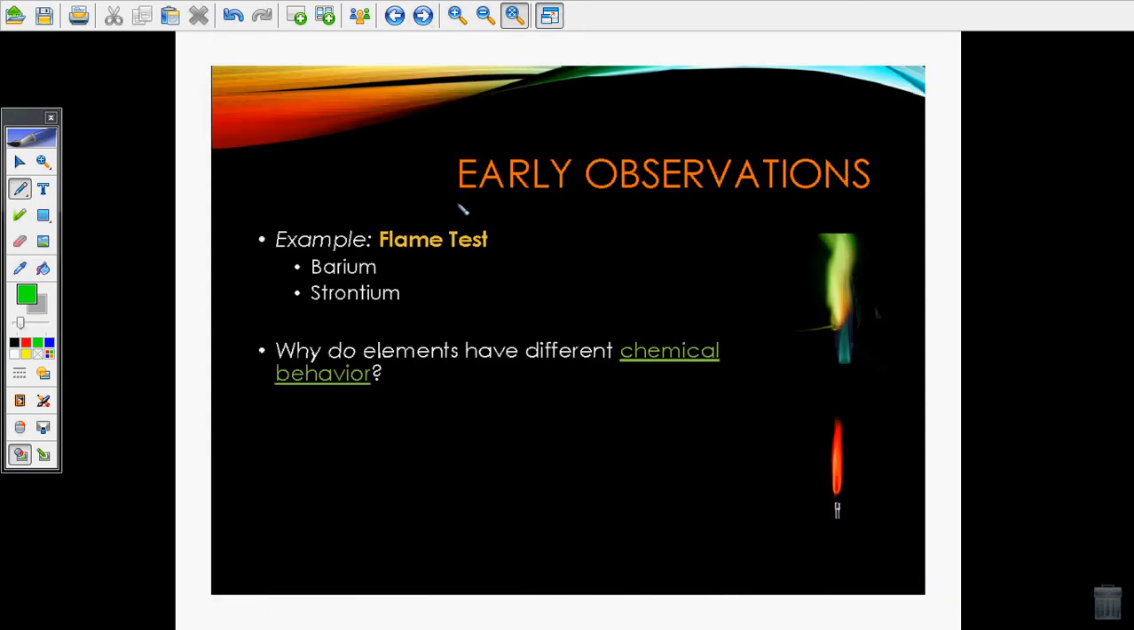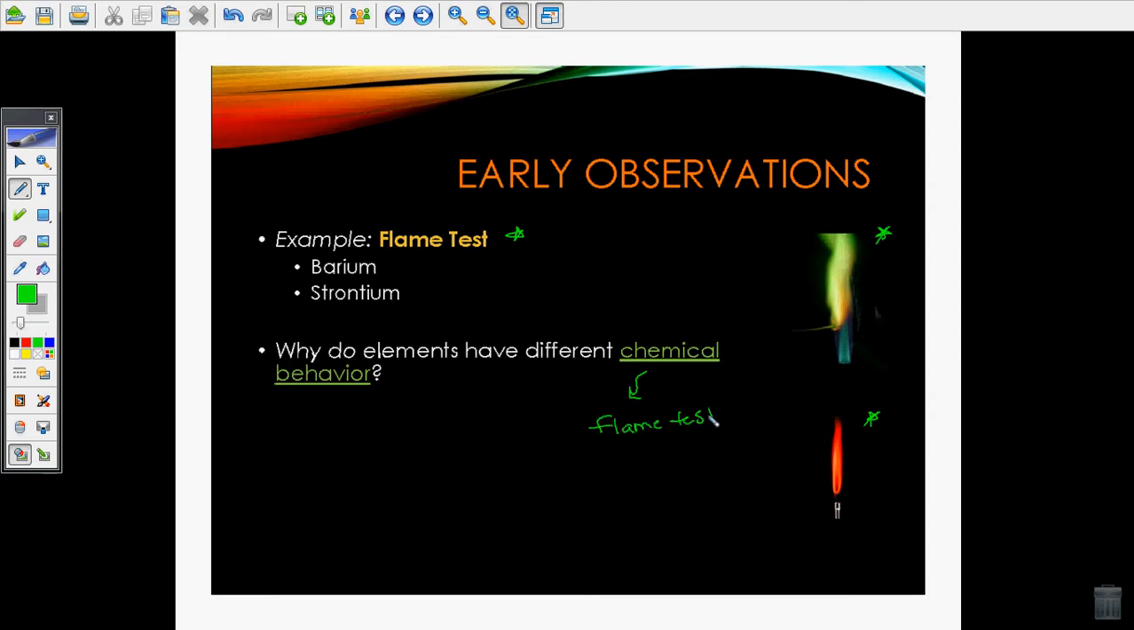Early in the 1920s, chemists were looking at what is called a flame test. For example, these are two elements, barium and strontium. When you put their compounds into a flame, notice how barium makes a greenish yellow color and strontium makes a reddish orange color. Why do these different elements have different chemical behavior? In other words, why do they have a different flame test light color that is produced?